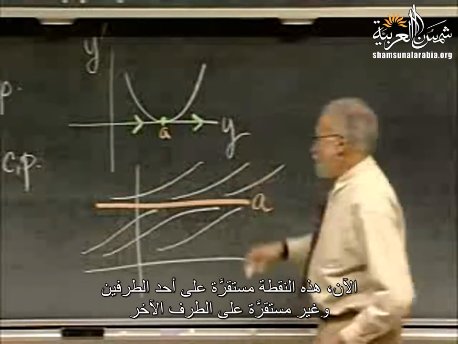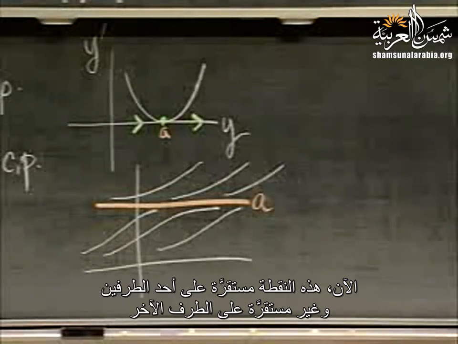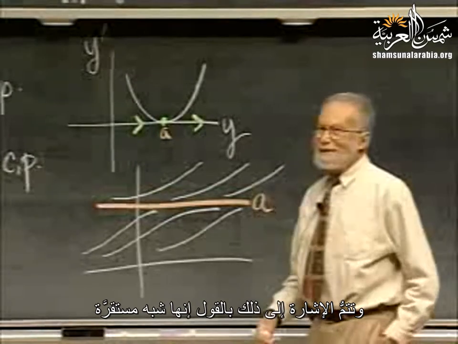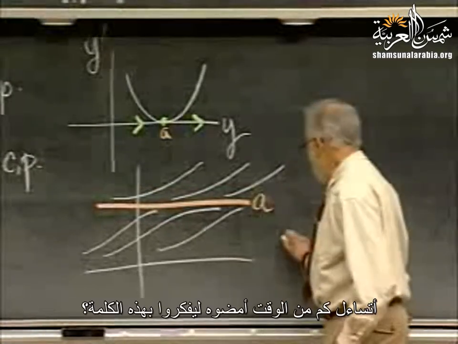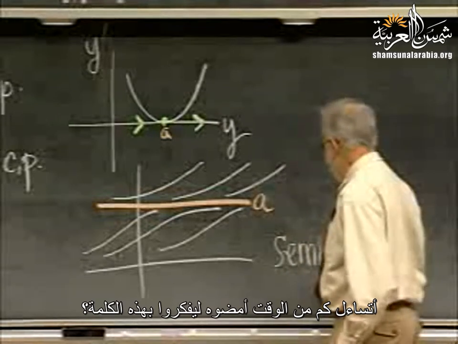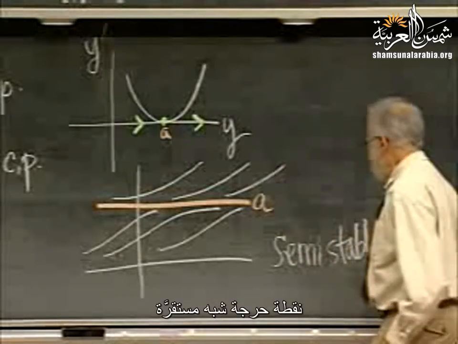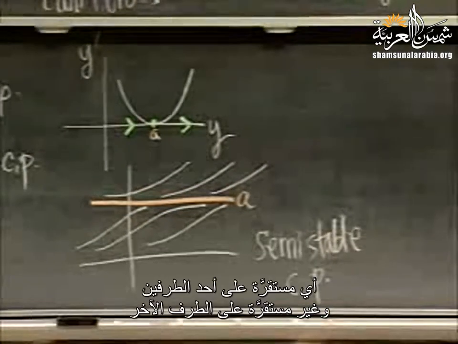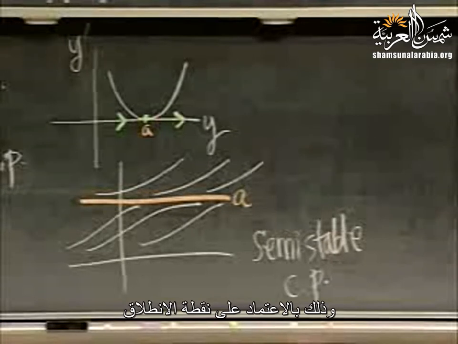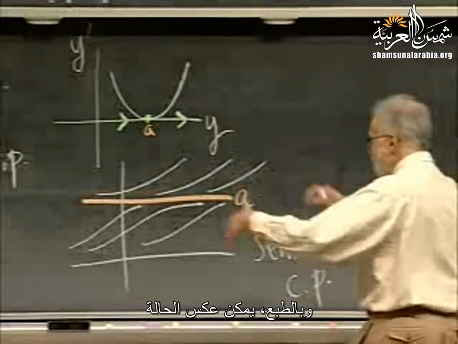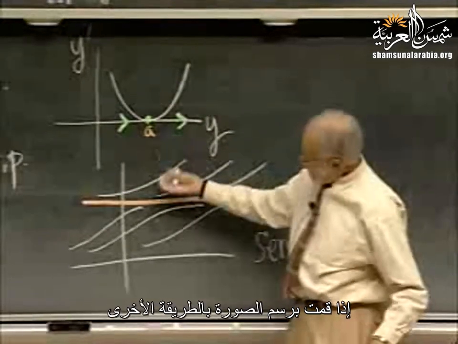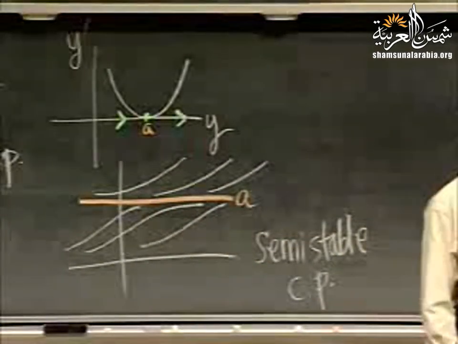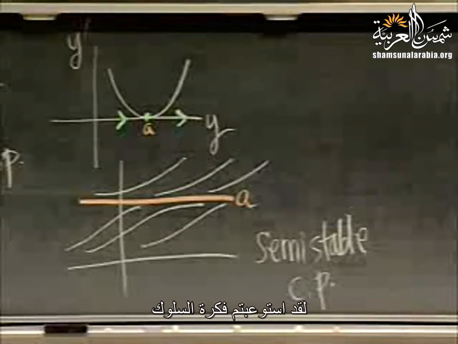Well, now that's stable on one side and unstable on the other, and that's indicated by saying it's semi-stable. Brilliant word. Wonder how long it took to think that one up. Semi-stable critical point. Stable on one side, unstable on the other, depending whether you start below it or above it. And of course it could be reversed. If I'd drawn the picture the other way, it could have approached it from the top and left it from below. You get the idea of the behavior.